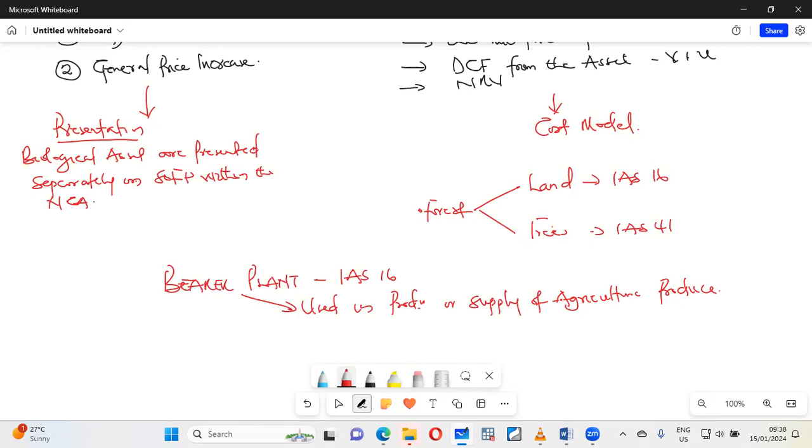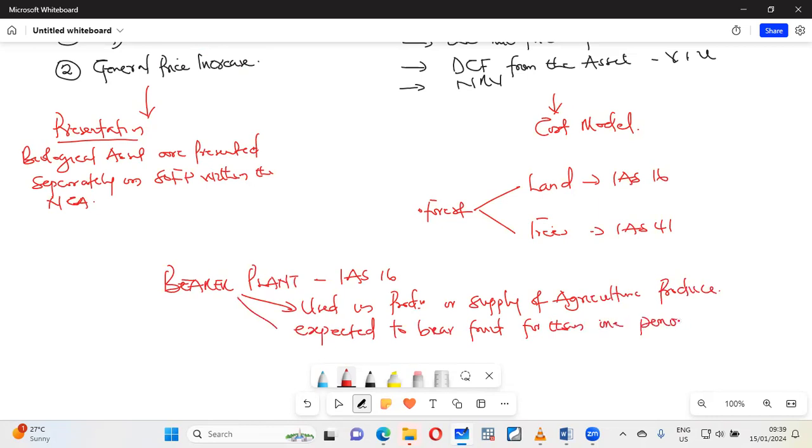All right, now, not only that, the bearer plant is also expected to bear fruit for more than one accounting period, because under IAS 16 you have to use the asset for more than one period. So it is used in the production of agricultural produce, and it is expected to bear fruit for more than one accounting period.